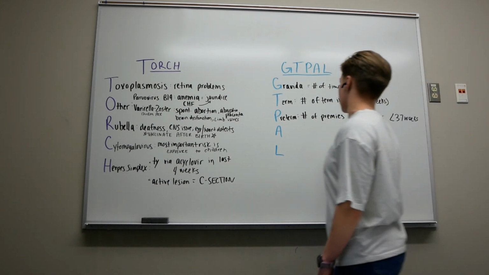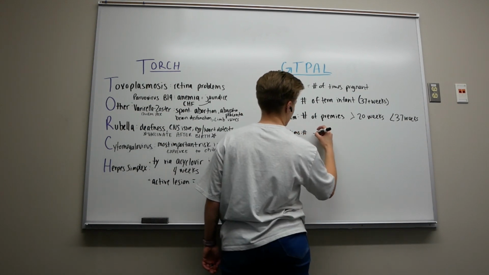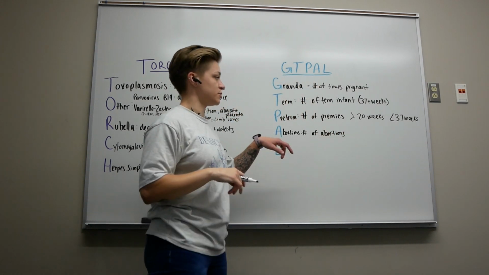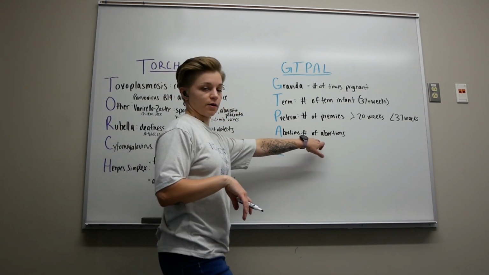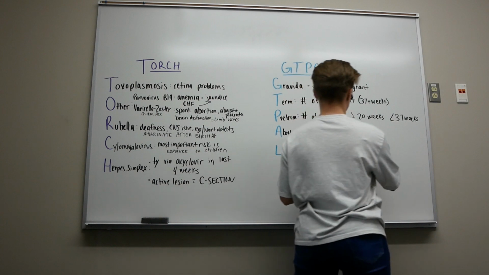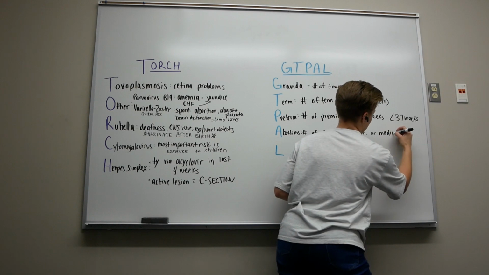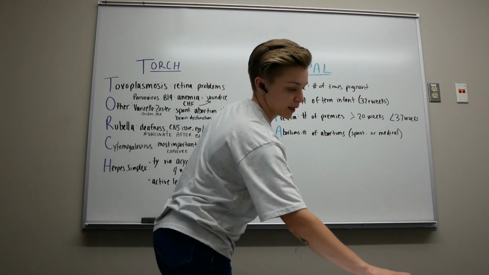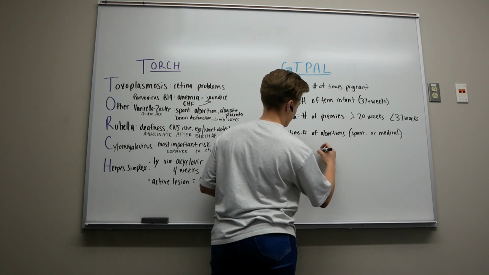A is then for number of abortions. Now this counts for both miscarriages and for elective or therapeutic abortions. So we don't say miscarriage as we talked about in class. We don't say miscarriage, but we say abortion, whether that's spontaneous or therapeutic, or we'll just say medical. Make it a little bit easier to write there. Number of abortions, regardless of what type. And then L is the easy one, living, which is the number of living children.